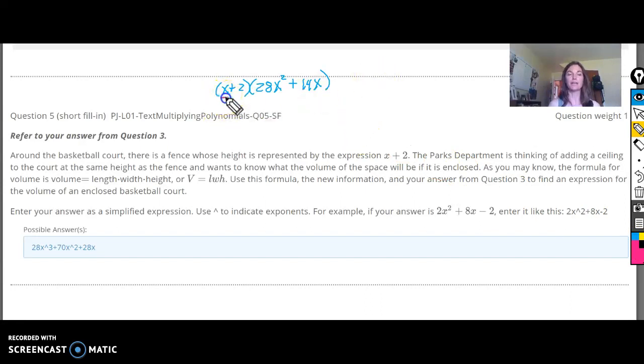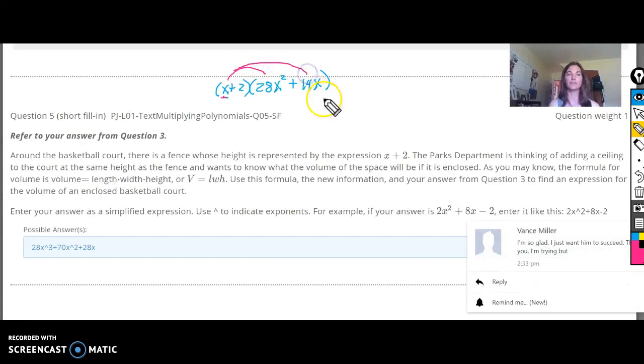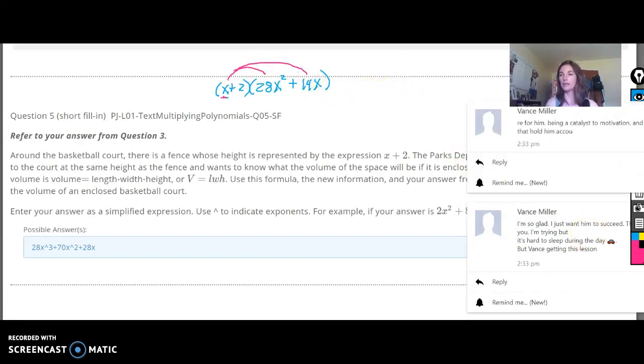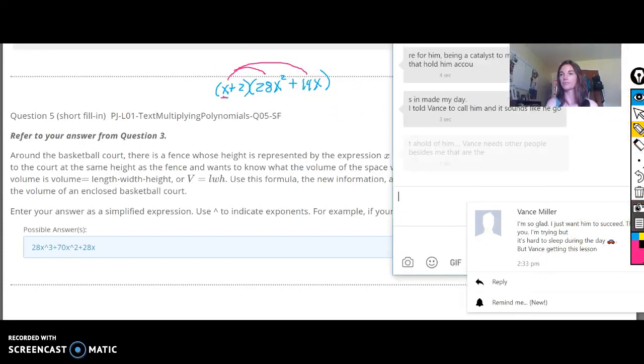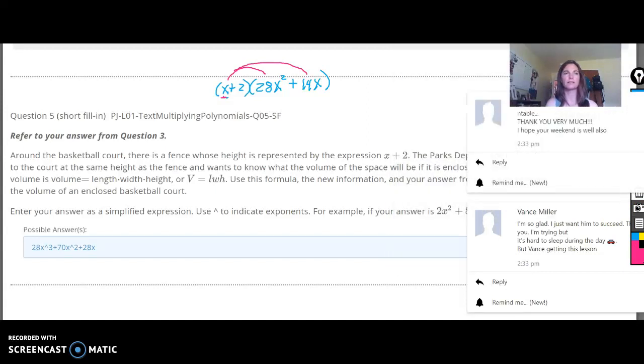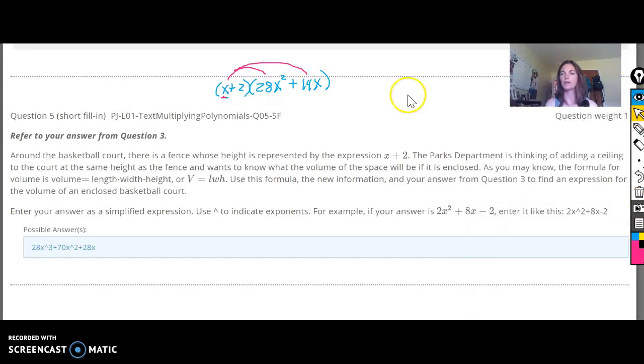So that when I multiply the x through, I'm going to do it in pink, okay? Sorry about that. Didn't see those texts coming through. Okay.